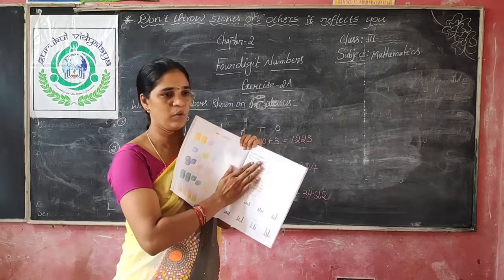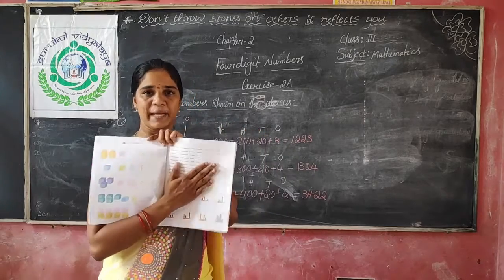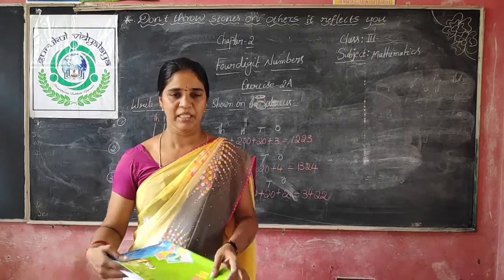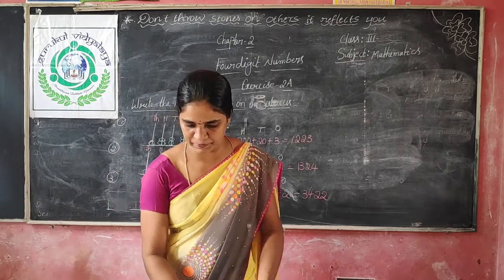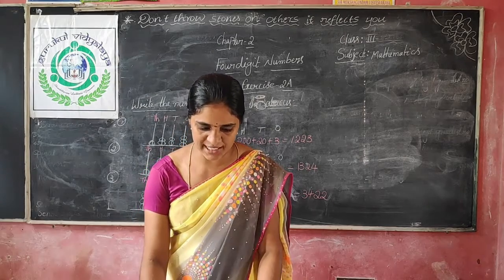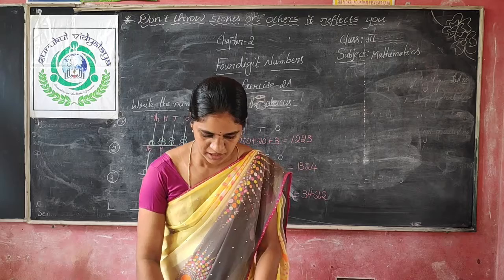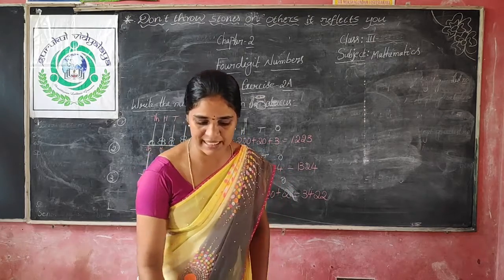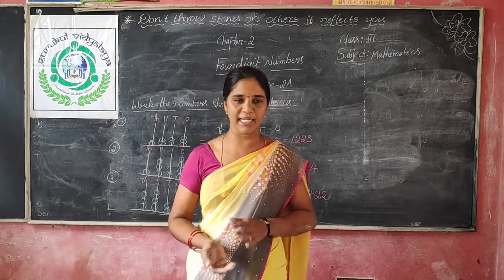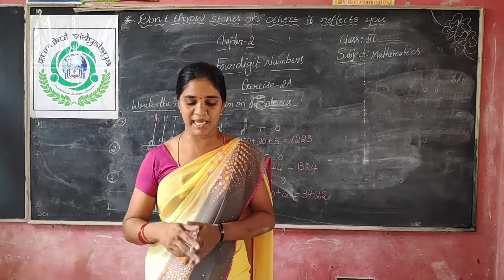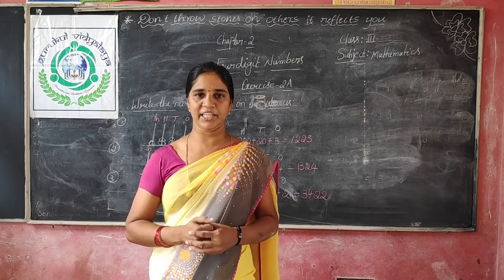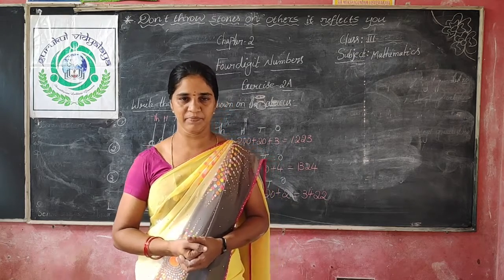If they give this type of number, like the number name, we have to write the short form. Okay, children? Up to exercise 2A we started, up to abacus completed. Next, short form is there: how to write the expanded form. Expanded form is there: how to write the short form. And number names we will learn in the next class. Thank you, children. Thank you.